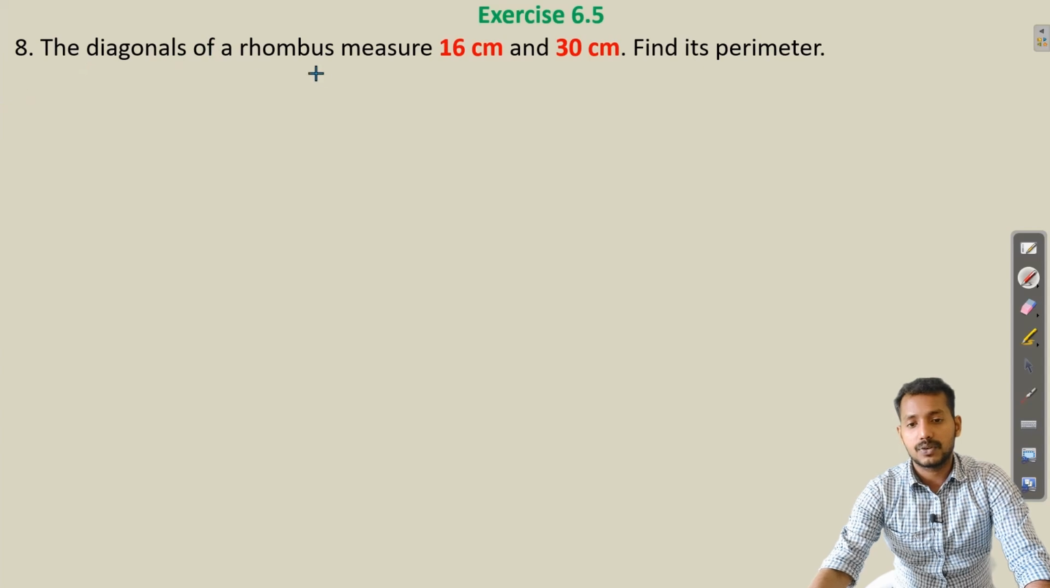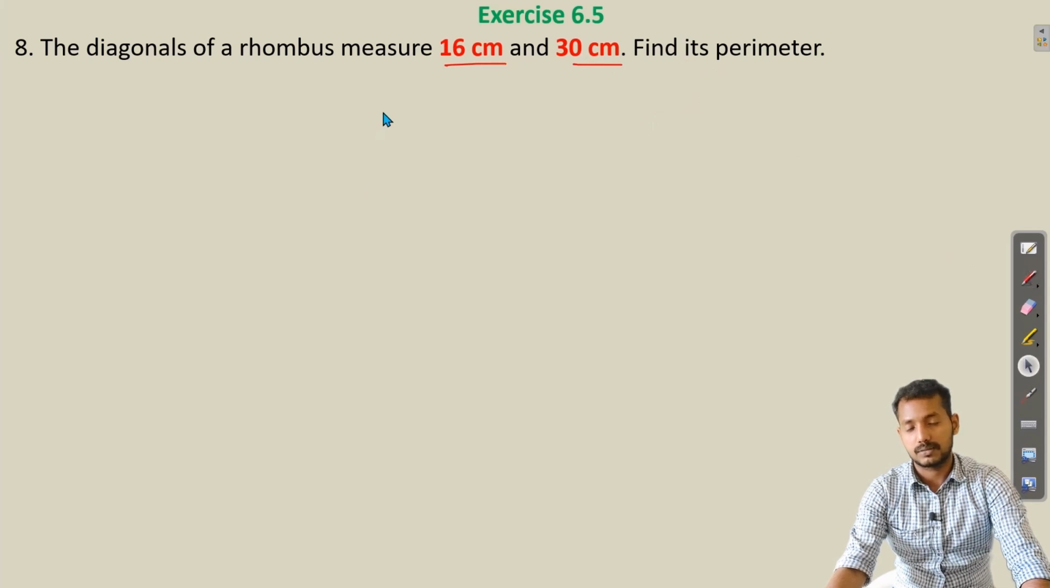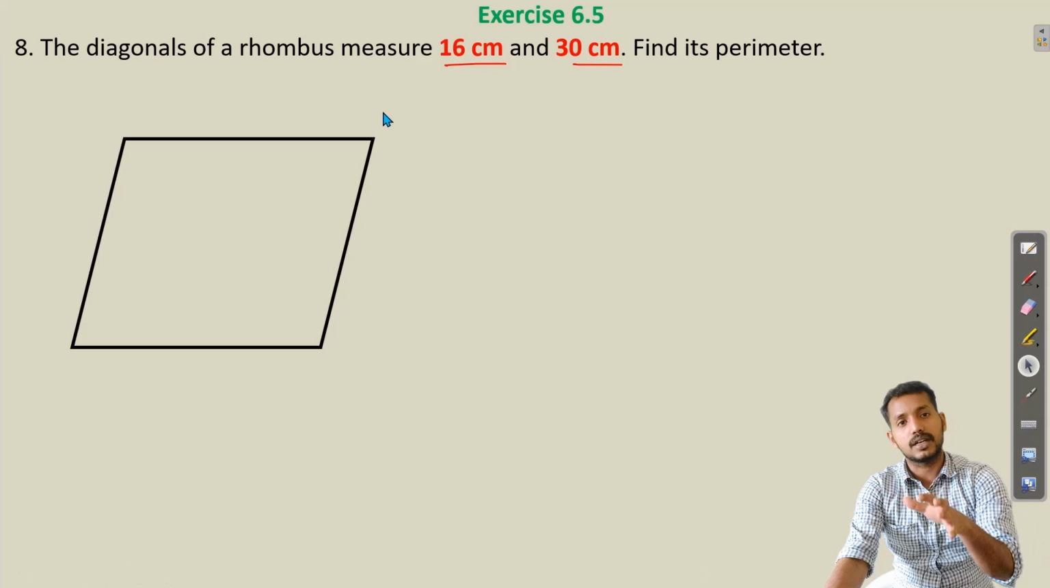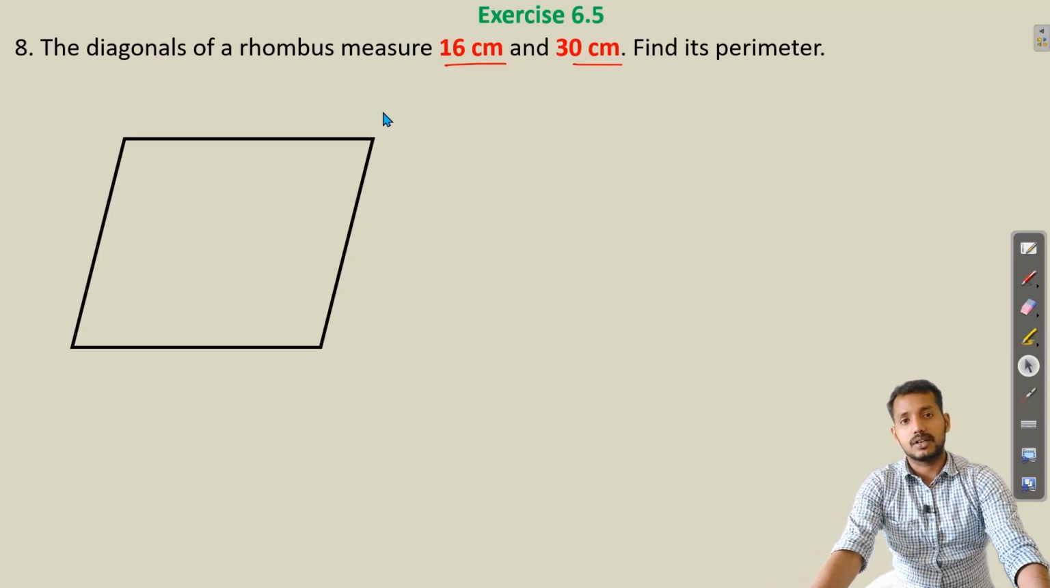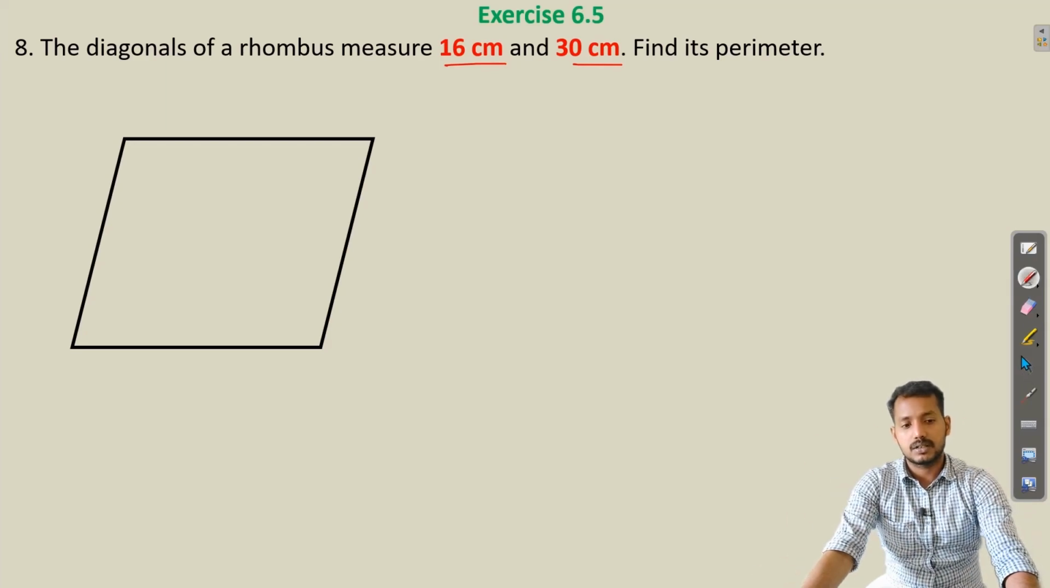Here, the diagonals of a rhombus measure 16 centimeter and 30 centimeter. Find the perimeter. Very important question. So let's draw the diagonals. A rhombus is a quadrilateral with all its sides equal. We have already learned different kinds of quadrilaterals in class 6, so recall that. Let's draw the diagonals.